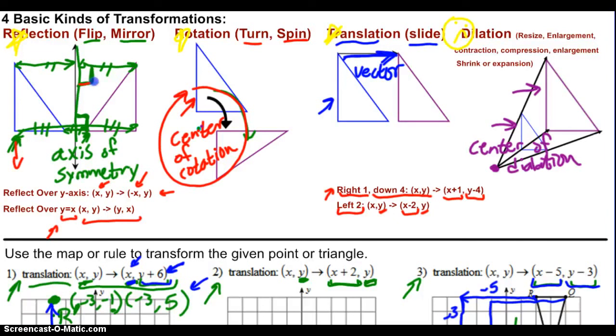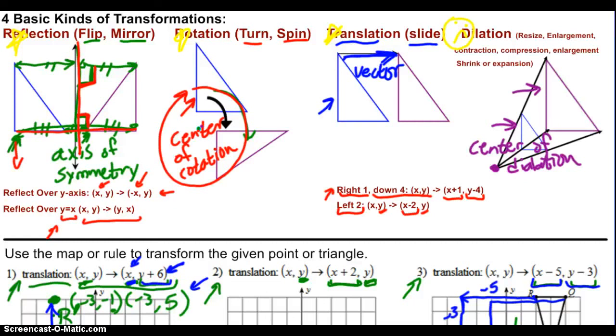We also learned that the axis of symmetry is always at a 90-degree perpendicular right angle to the line that connects the image and the pre-image. Now, this may seem a little daunting right now, a lot of things to remember, but we're going to work on it more in class.